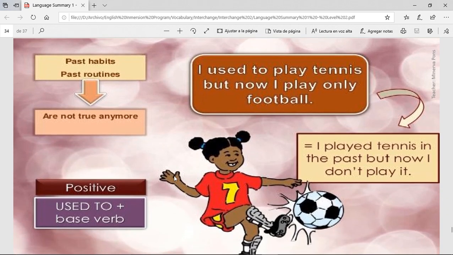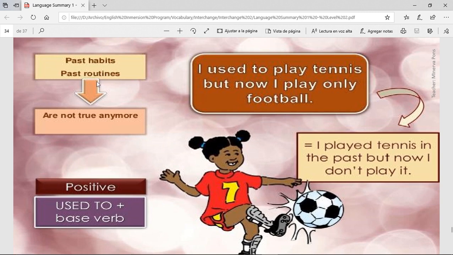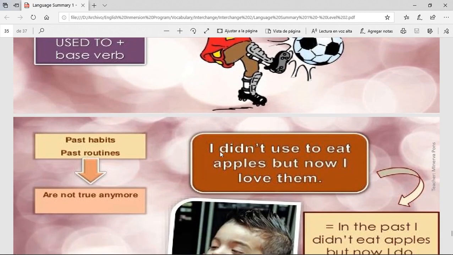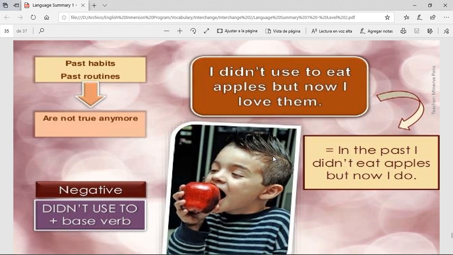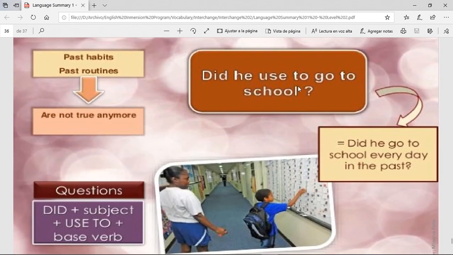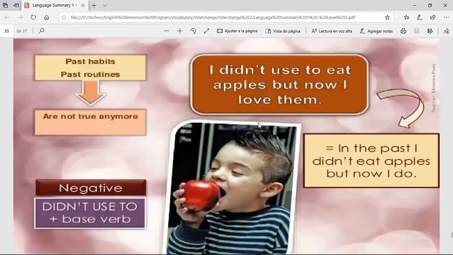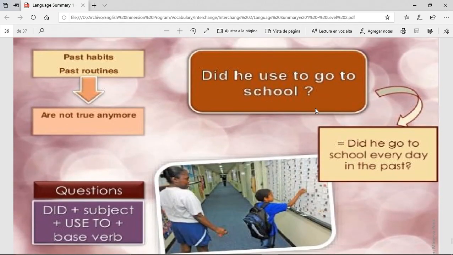So let's see. For past habits or past routines that are not true anymore, you can use used to. I used to play tennis, but now I play only football. I played tennis in the past, but now I don't play it. That is what it means. Some other example. I didn't use to eat apples, but now I love them. In the past, I didn't eat apples, but now I do. Another example, this is negative, this is positive, and this is a question. Did he use to go to school? Did he go to school every day in the past? That is what this means. And this is basically the use for used to. I hope that you understand this part.